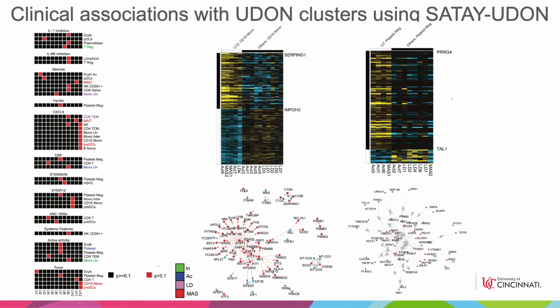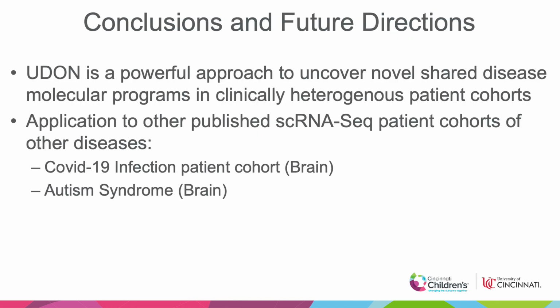These clinical associations can further be explained by cell type specific gene expression responses, such as the monocytic-driven interferon response and a novel platelet-mediated SJIA inflammation through S100 proteins. To conclude, Udon and Satay Udon are powerful approaches to uncover novel shared disease programs from single-cell data of heterogeneous diseases, and we will also apply it to other patient cohorts of other diseases such as COVID-19 infection and autism syndrome. Thank you.